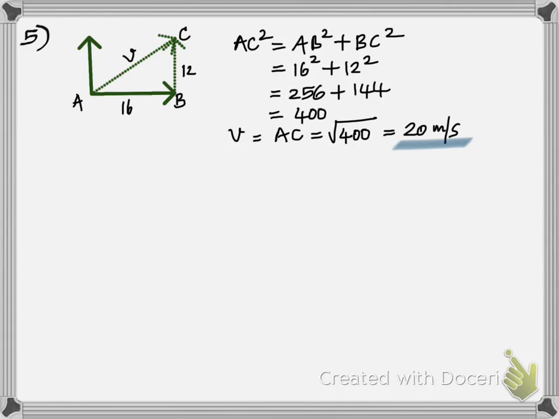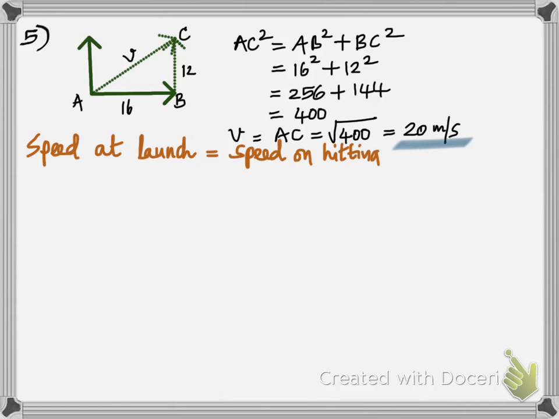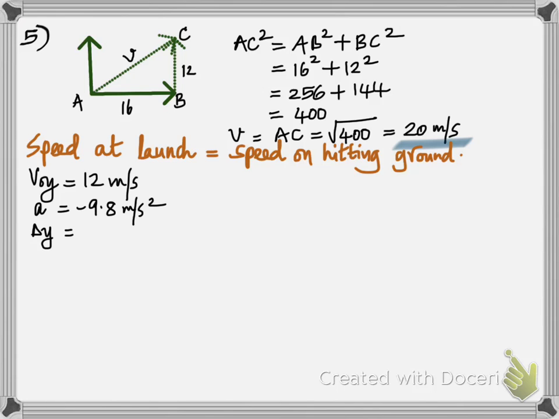In the second part, or B part, you're asked to find how long the ball remains in the air. So you got to find the time. Now to find the time, you only consider the vertical velocity, which is 12 meters per second. A is negative 9.8 meters per second squared. You're looking for the time, and remember that delta y is 0. Why? Because vertically it has not gone anywhere. It starts from the ground and lands back on the ground.